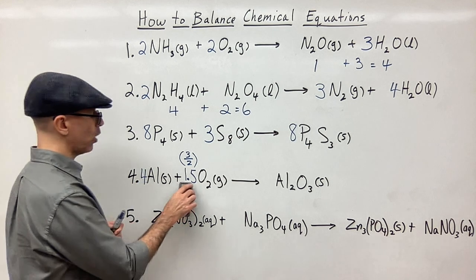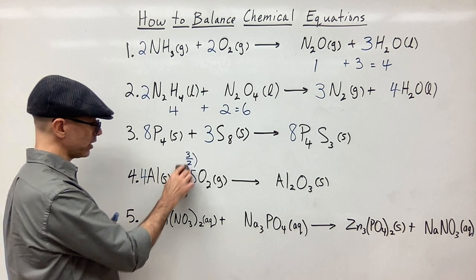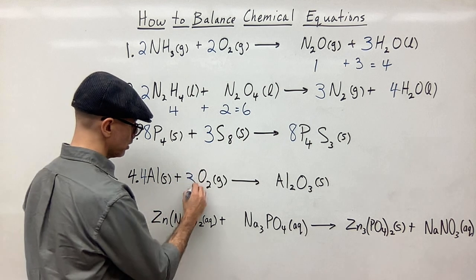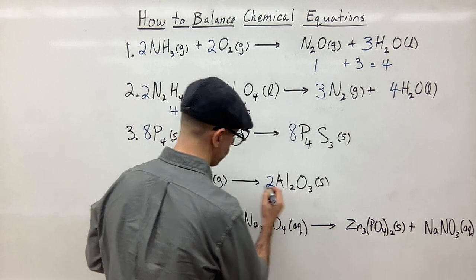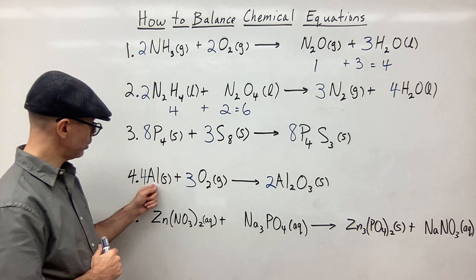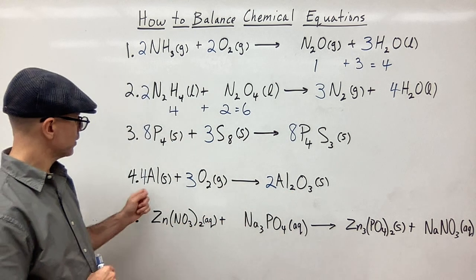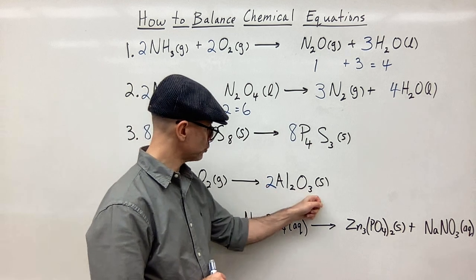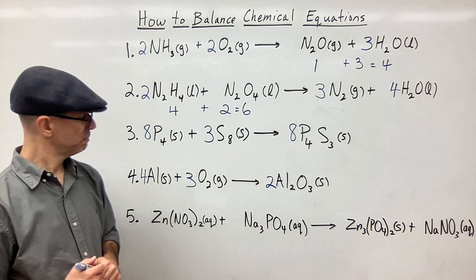Here we have 1.5 times 2, or 3 halves times 2 gives us 3. So we're going to put a 3 here. And then 1 times 2 is 2. So we're going to put a 2 there. And then we can check to make sure everything's balanced. So 4 aluminum: 4 times 1 aluminum, 2 times 2 is 4 aluminum. And then we have 3 times 2 is 6 oxygen, and we have 2 times 3 is 6 oxygen. So this is balanced. That's how it's done.